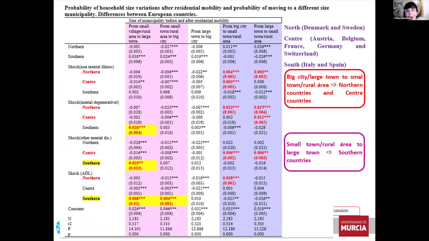And finally, the difference. When you change residence, it's not also buying another household, another dwelling, but also you may move perhaps from a big city to a rural area.